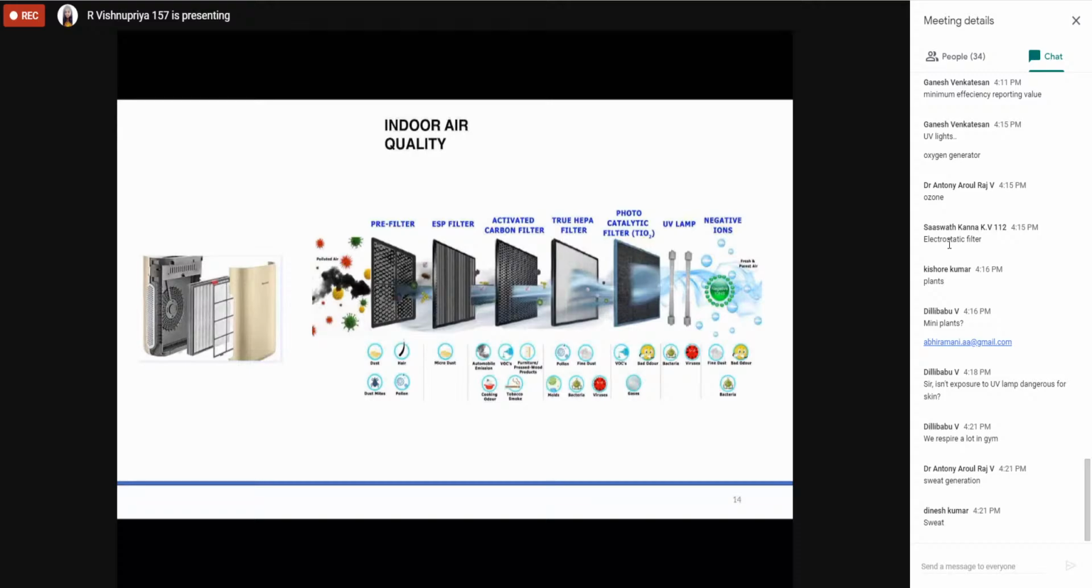Okay, because the more the fresh air, it's going to have a load, maintenance work, a lot of things are there. So I have just briefed it. So with this, I'm going to close this IAQ.